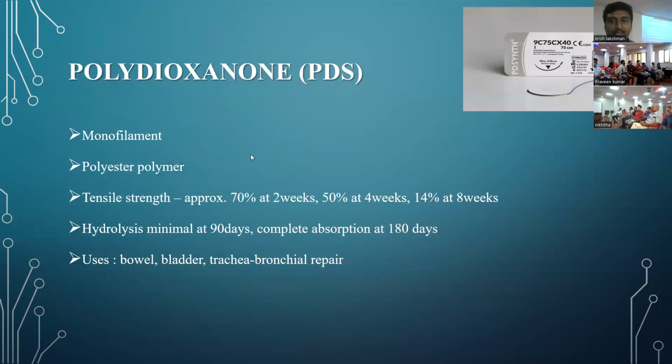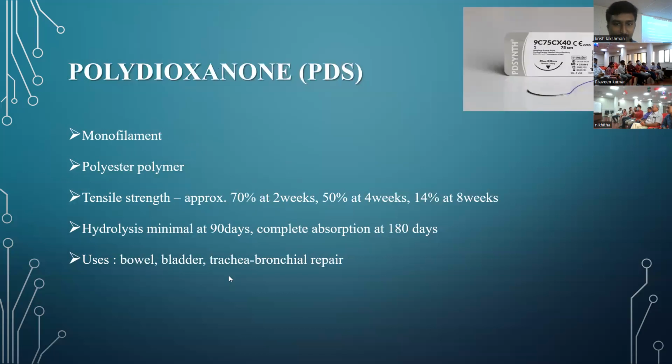Polydioxanone, commonly called PDS, is a monofilament polyester polymer and its tensile strength is approximately 70% at 2 weeks, 50% at 4 weeks, and 14% at 8 weeks. Its hydrolysis is minimal until 90 days, and complete absorption occurs at 180 days. It is commonly used in bowel, bladder, and tracheobronchial repair.